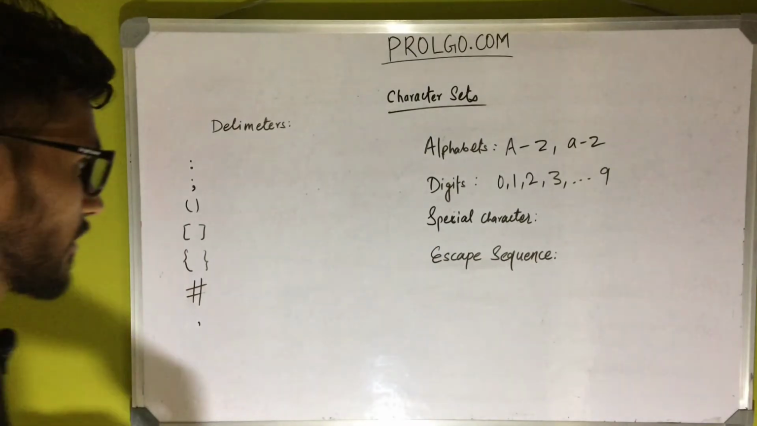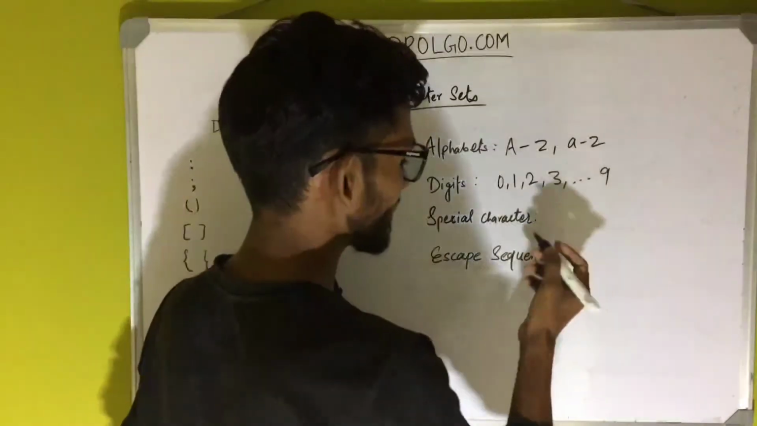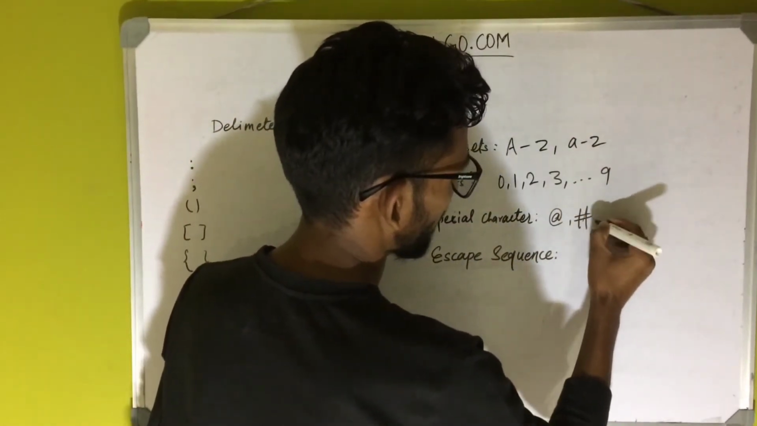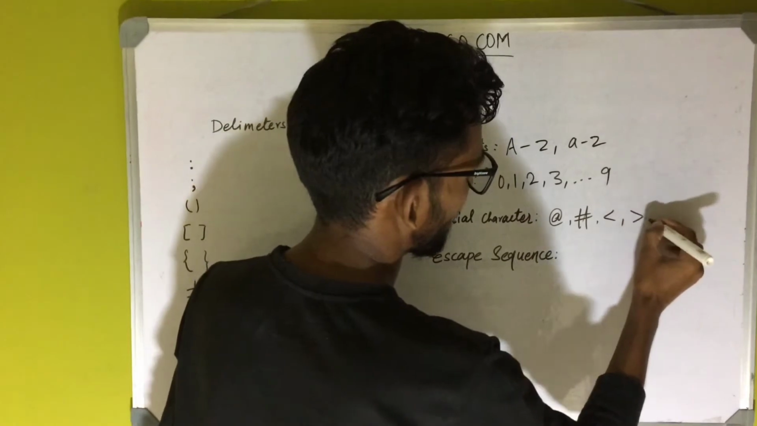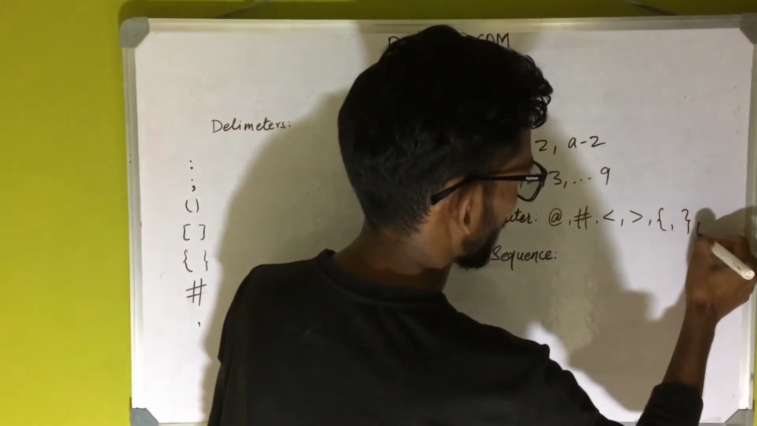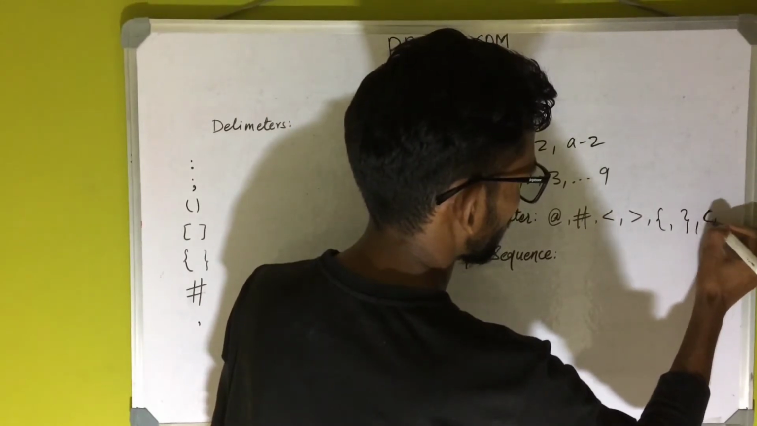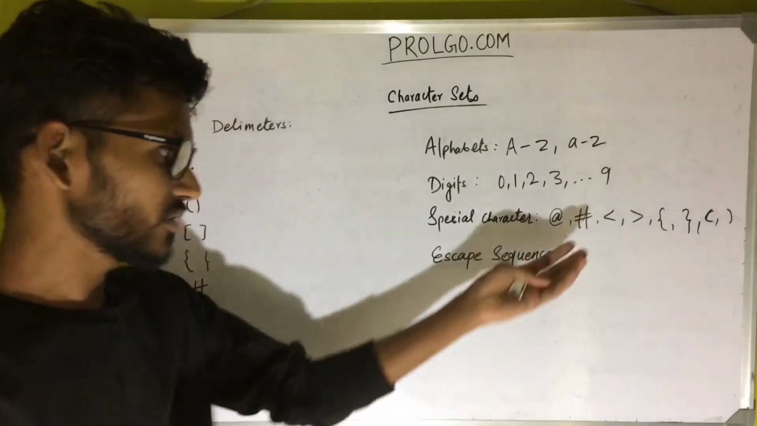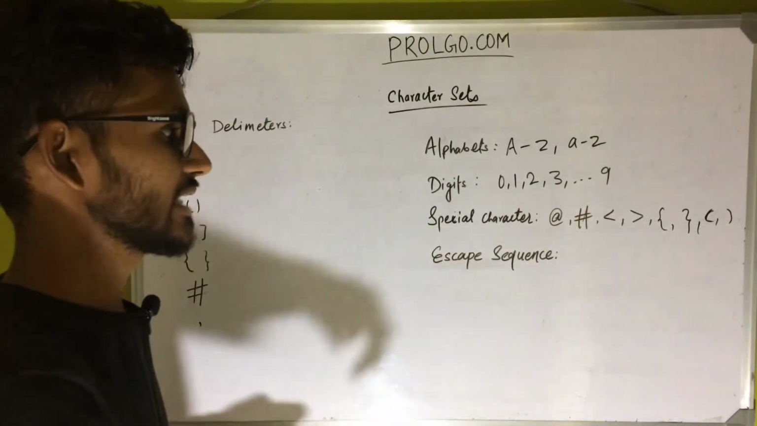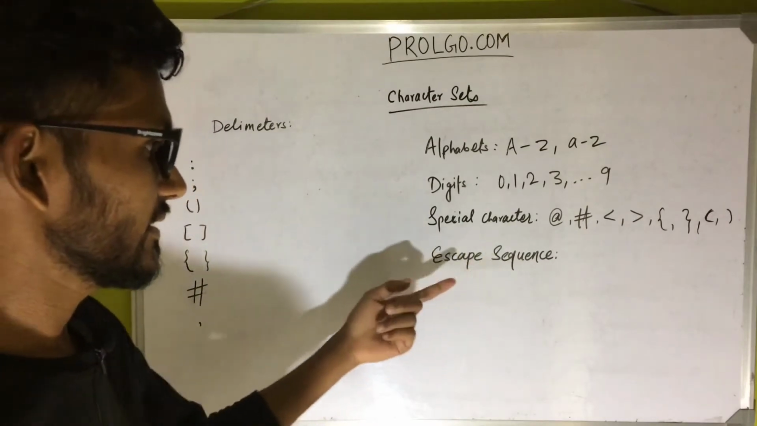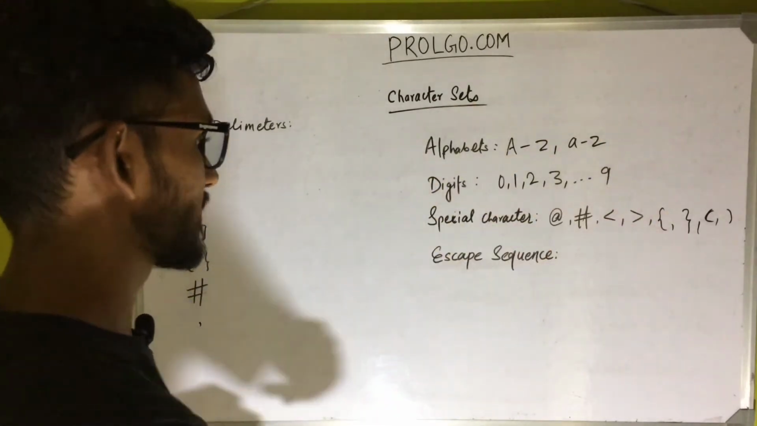And then special characters. There are many special characters like at, hash, less than, greater than, braces, parenthesis, and many more. So these all are the special characters, and they have a special meaning in C programming. And there are many more apart from that.